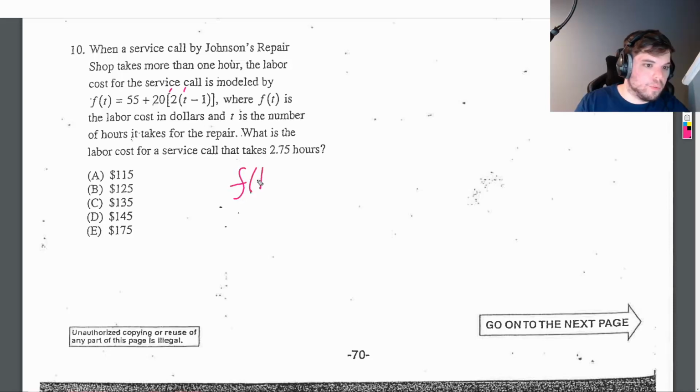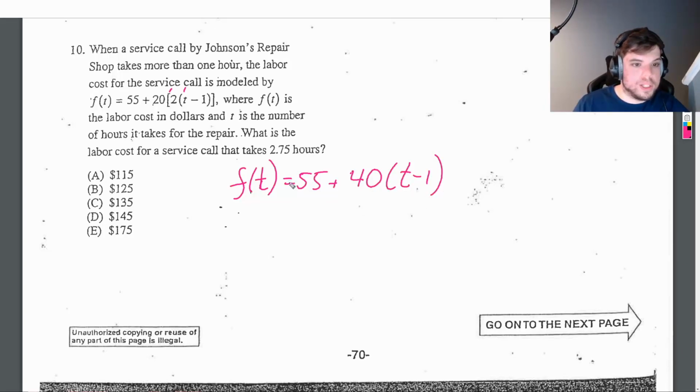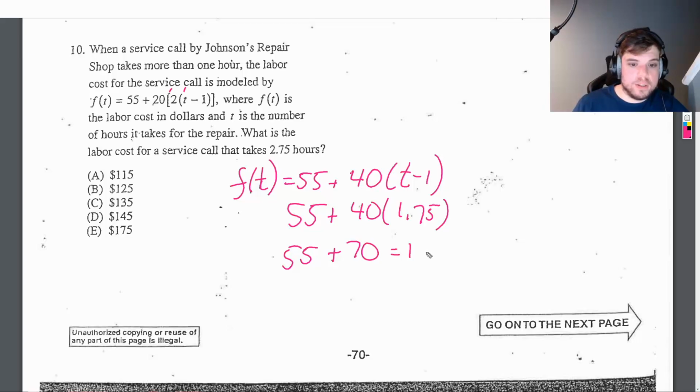I mean, you could rethink about f of T as 55 plus 40 times T minus 1, where T is now 2.75, so that's 40 times 1.75, which is 55 plus 70, which is 125, which is B. Yeah, maybe a calculator might be faster, but either way, I think this is what you're looking for. There's nothing to this.